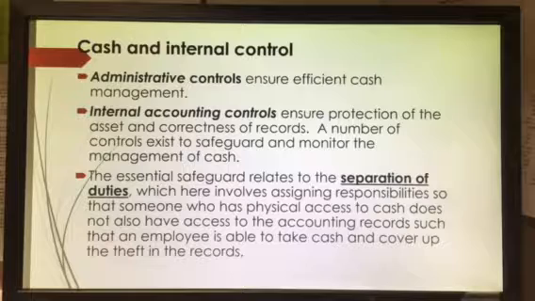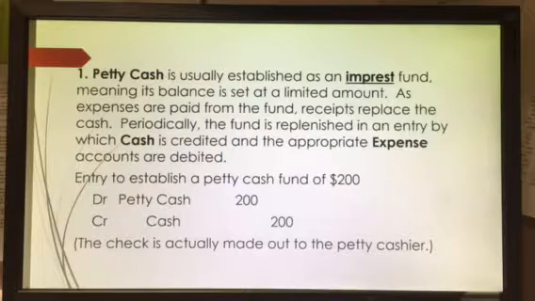Internal accounting controls ensure protection of the asset and the correctness of your cash records. A number of controls exist to safeguard and monitor the management of cash. One essential safeguard relates to what's called the separation or segregation of duties, which involves assigning responsibilities such that one person who has physical access to cash does not also have access to the accounting records. Otherwise, someone may take cash and then cover up the theft in the records. And so you want those duties to be separated so that someone can't take cash and then cover it up through control of the records.